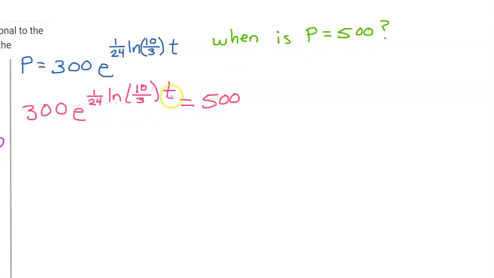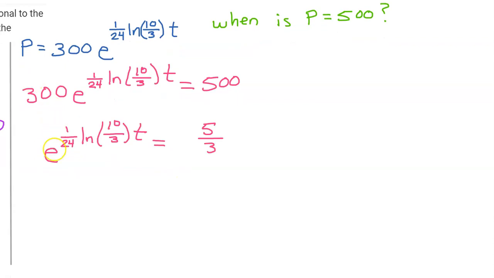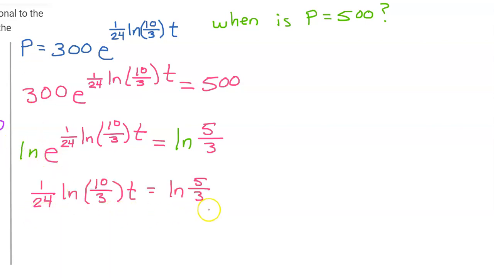and solve for t. Let's start by dividing both sides by 300. 500 divided by 300 reduces to 5 over 3. Let's get rid of this base e by taking the natural log of both sides of the equation. Natural log and base e are inverse functions which cancel each other out. So now we have this. Remember, we are trying to find t. Let's multiply both sides by 24 to move that over to the right-hand side.